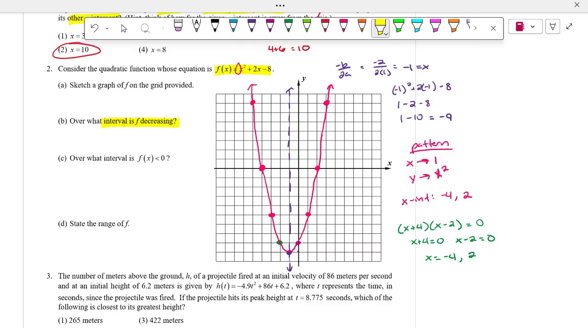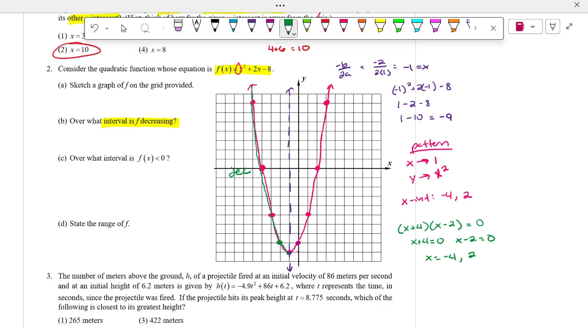What's an interval of decrease? What does it look like? It's when your pencil's going down. So if you start from left to right and drag your pencil along this graph, it's when it's going down. So what direction is my pencil going right now? Down. But once I hit the vertex, what happens? It starts going up. So this over here is my interval of decrease.